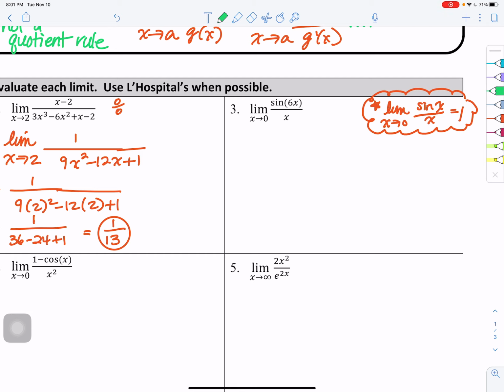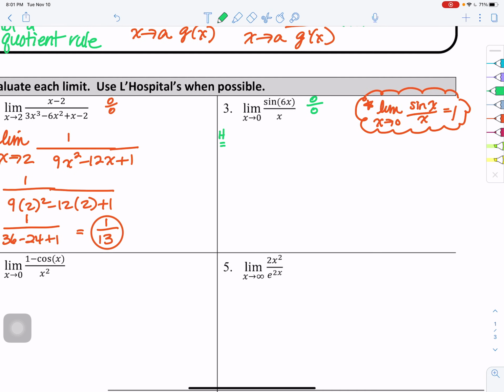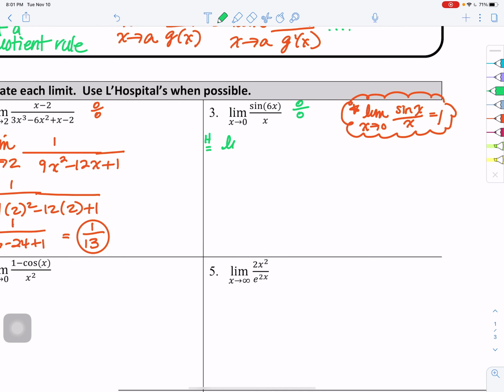So if you plug 0 in the numerator, the sine of 0 is 0. If you plug 0 in the denominator, it's 0. Bingo, we have an indeterminate form. So now I'm going to apply L'Hopital's. And if you don't apply L'Hopital in that step, don't write it, okay? So we take the limit since we have the indeterminate form, and the derivative of the sine of something is the cosine of something times the derivative of the something divided by 1.